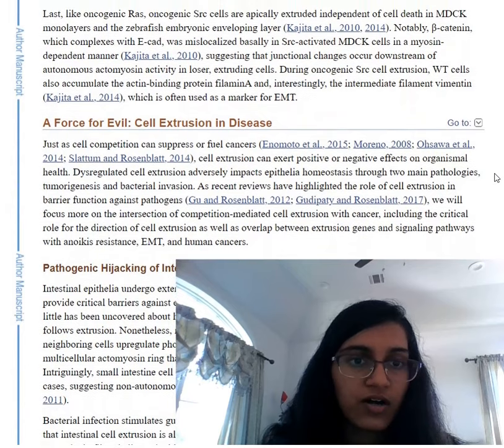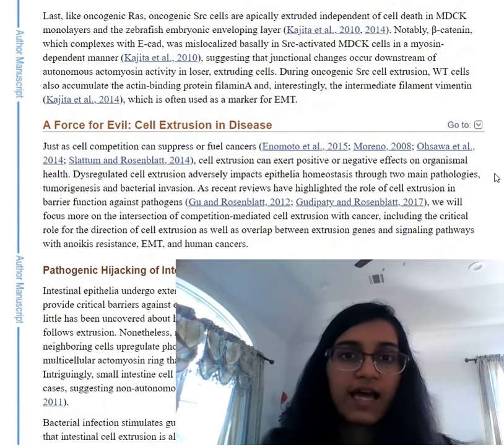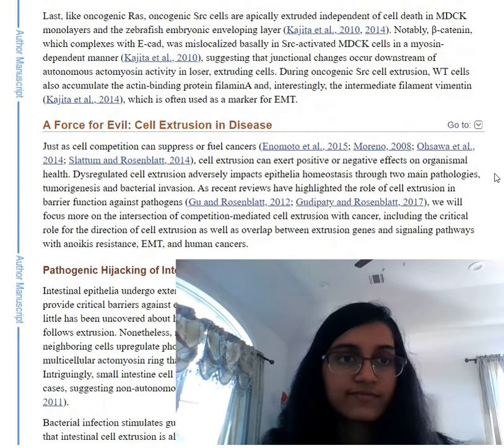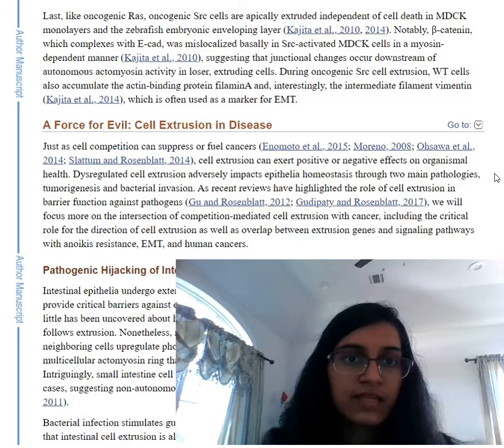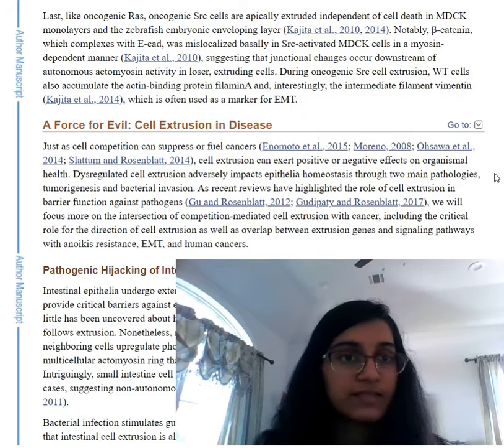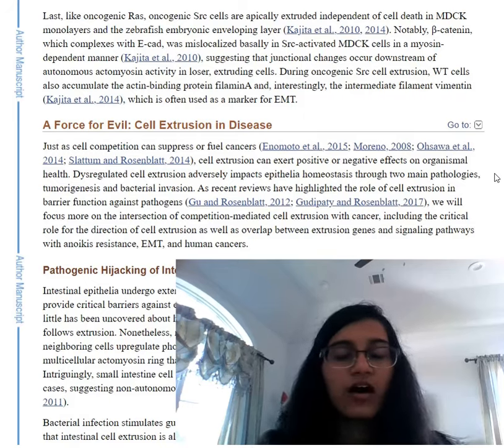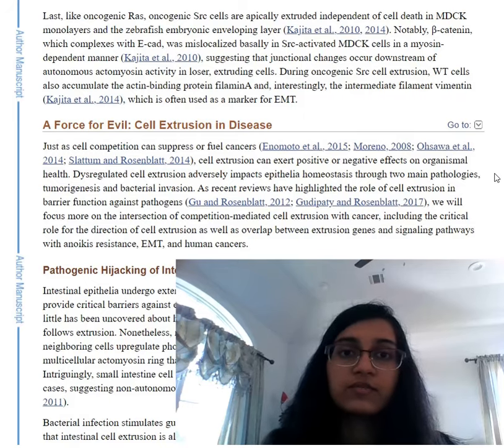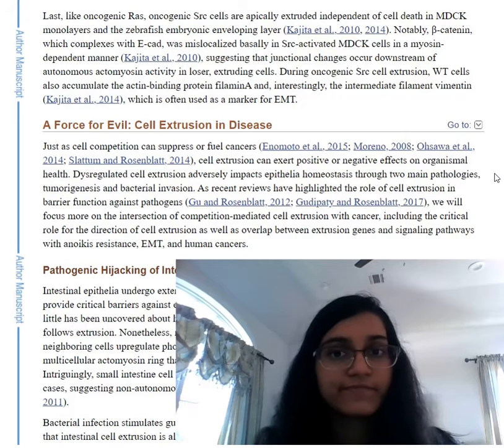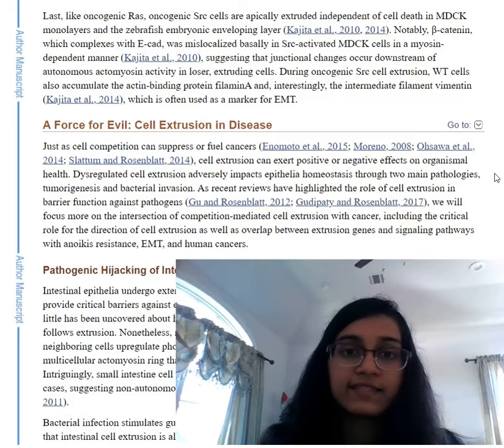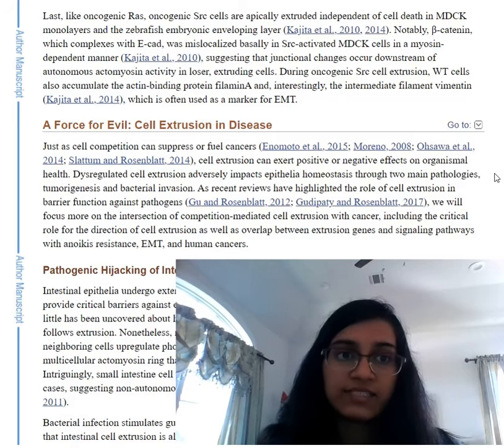And now let's move on to the last paragraph here, and just do the same thing. Essentially, the point that's being made in this paragraph is that oncogenic SRC cells are very similar to oncogenic RAS cells in how they are apically extruded. And this is independent of cell death in MDCK monolayers.